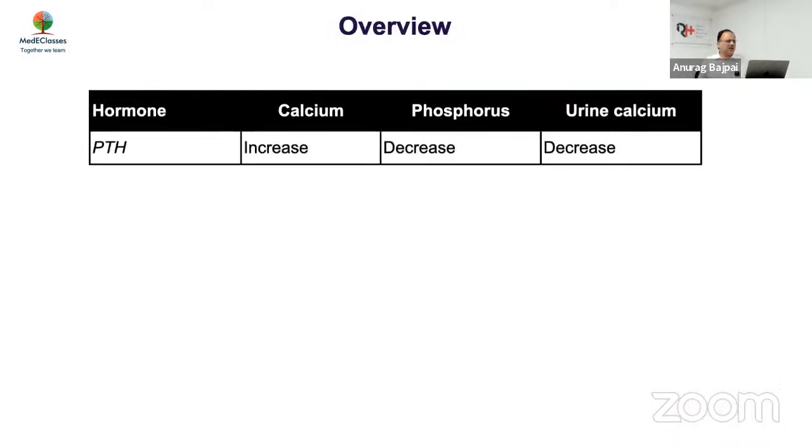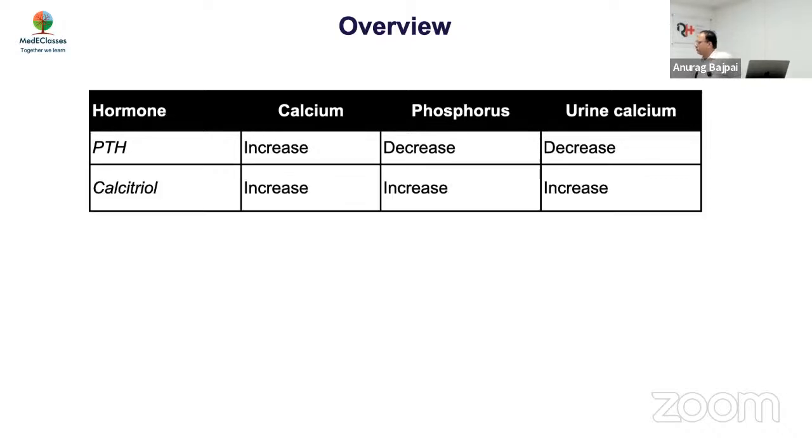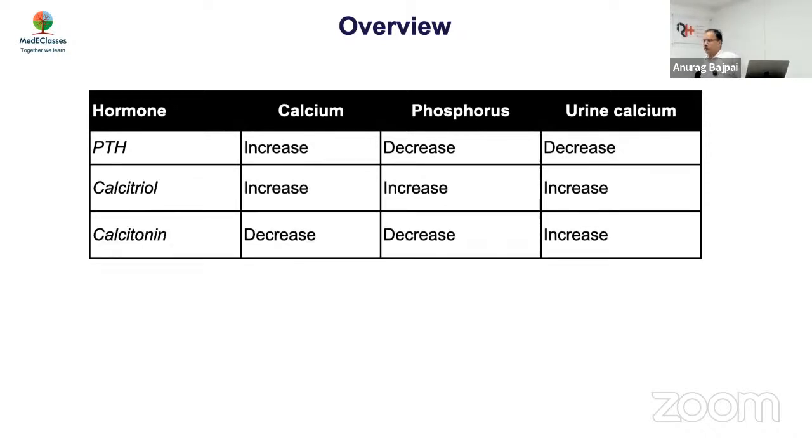So just to summarize, PTH increases calcium while decreasing phosphorus level. Calcitriol increases both calcium as well as phosphorus levels and also increases the urinary calcium excretion. So if you have a high level of vitamin D, you will develop hypercalciuria. Third important point is that calcitonin basically decreases your level of calcium and phosphorus while increasing the urinary excretion. So it's basically trying to decrease your calcium.